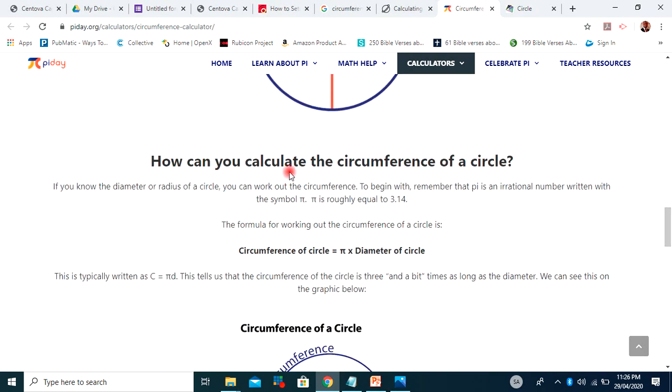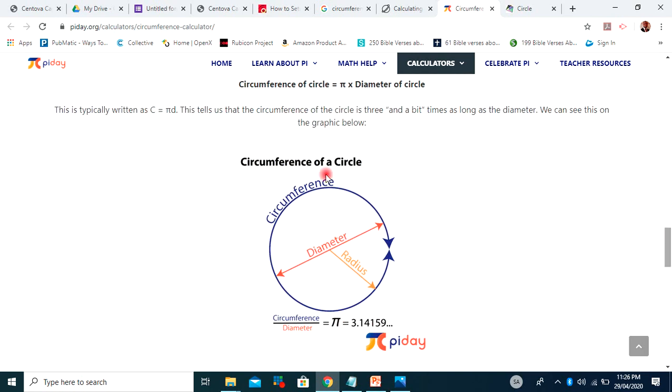How can you calculate the circumference of a circle? If you know the diameter or radius of a circle, you can work out the circumference. To begin with, remember that pi is an irrational number written with the symbol pi. Pi is roughly equal to 3.14. The formula for working out the circumference of a circle is circumference of circle equals pi multiplied by diameter of circle.